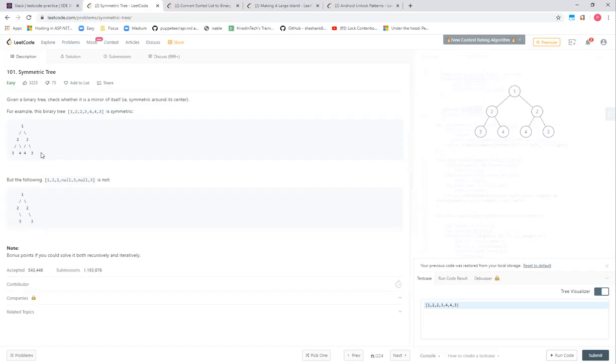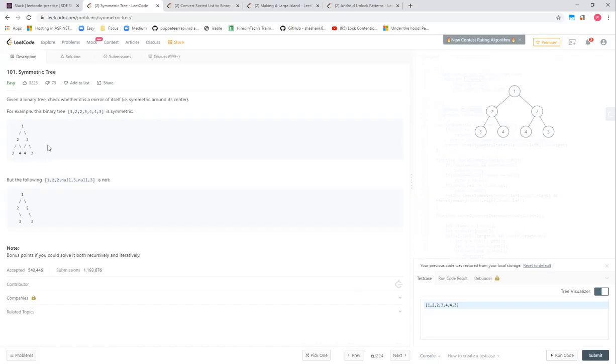What will be the time and space complexity for that? For level order traversal, it will take linear time to visit all the elements and linear space as well to maintain a queue. That's correct. So any other approach?